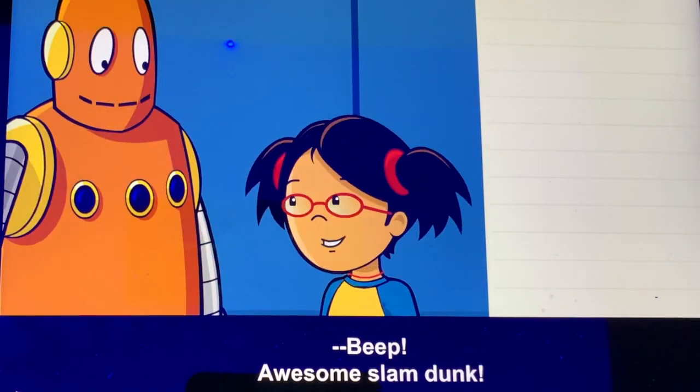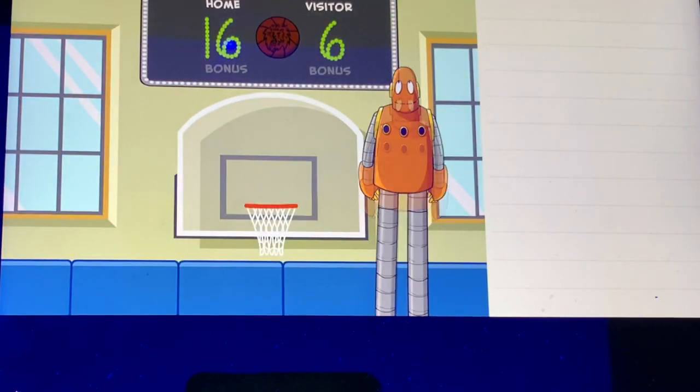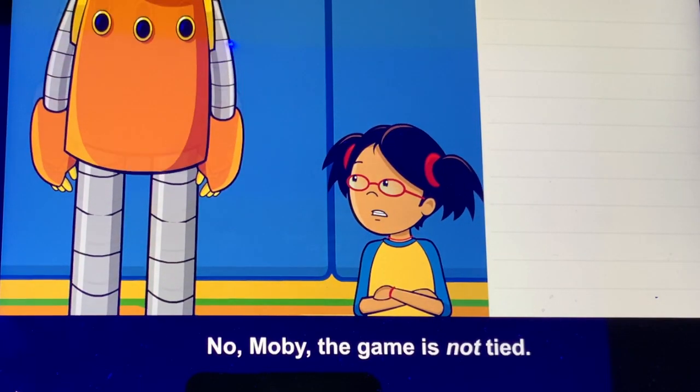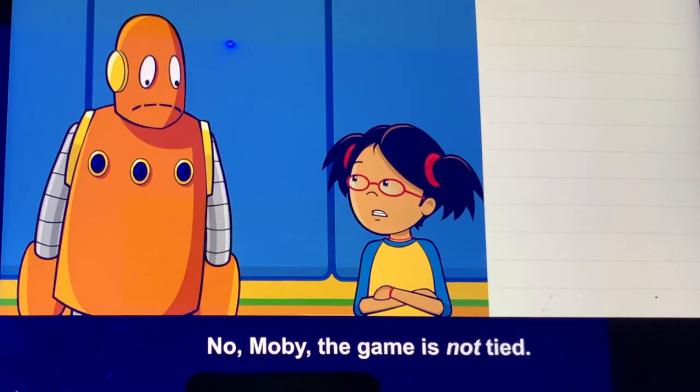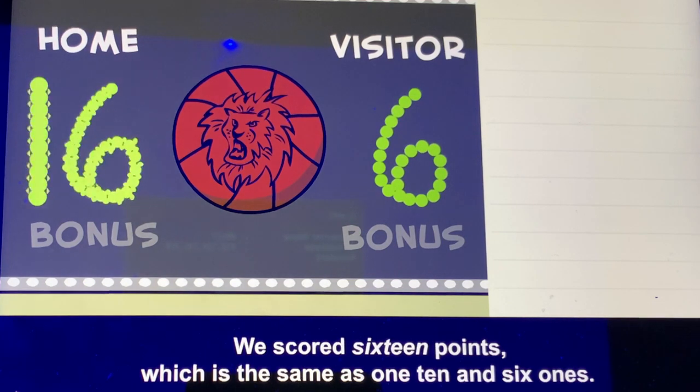Awesome slam dunk. What's the score? No, Moby, the game is not tied. They scored 6 points, which is the same as 6 ones. We scored 16 points, which is the same as 1 ten and 6 ones.